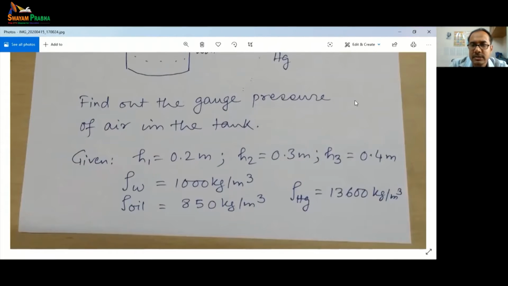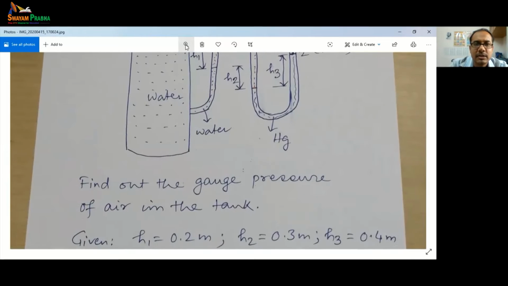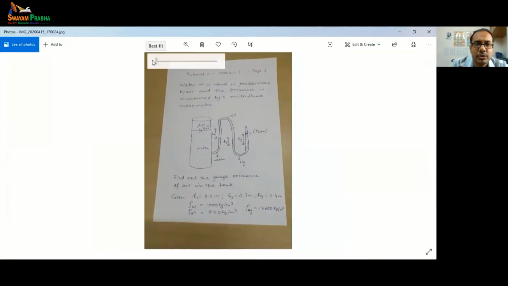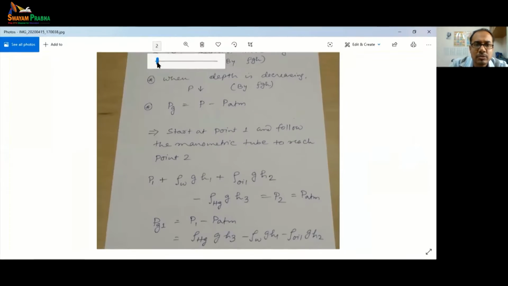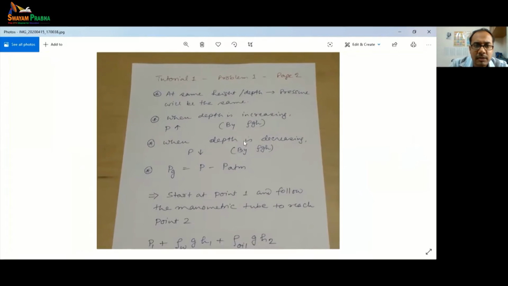Let's see what are the different concepts that we have to use to solve this problem. Let's introduce the major concepts that we are going to use. First, at the same height or depth, if the column fluid remains the same, then pressure will also be the same. The next one is when the depth is increasing, pressure will also increase.